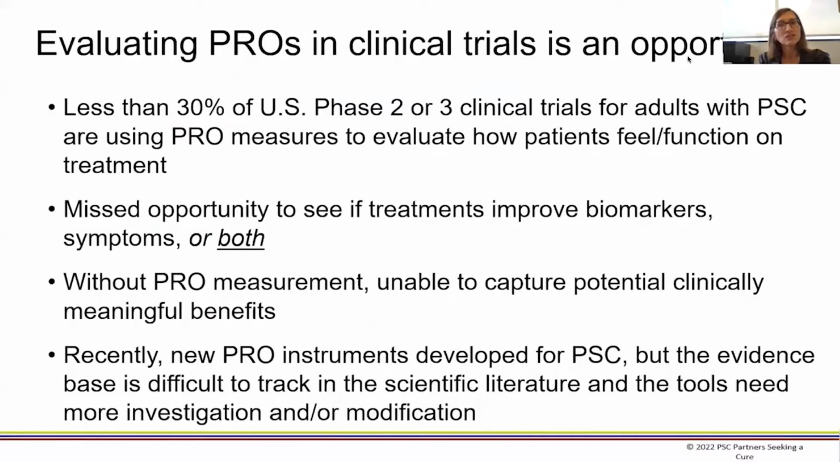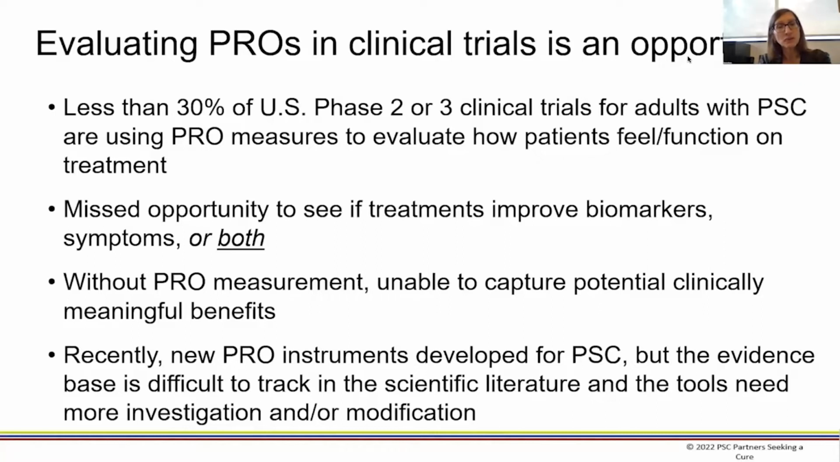So PROs in clinical trials is an opportunity. What we're finding is that less than 30% of these phase 2 or 3 clinical trials are using PRO measures to evaluate how patients feel or function on treatment. It's a missed opportunity to see if treatments improve biomarkers, symptoms, or both. Without PRO measurement, we're unable to capture any potentially clinically meaningful benefits to patients in how they're feeling or functioning.